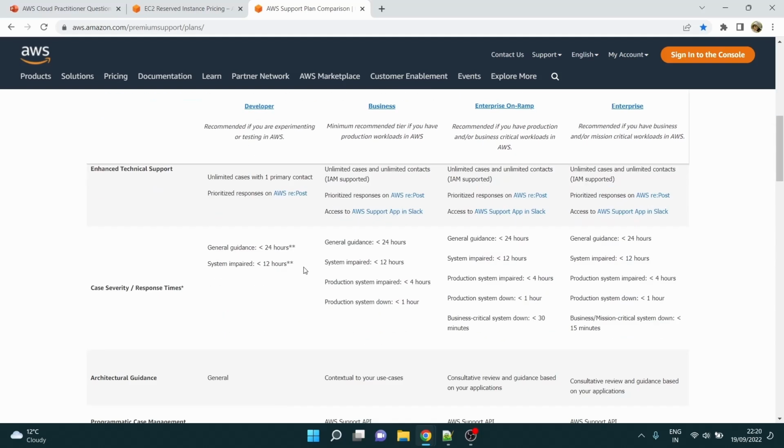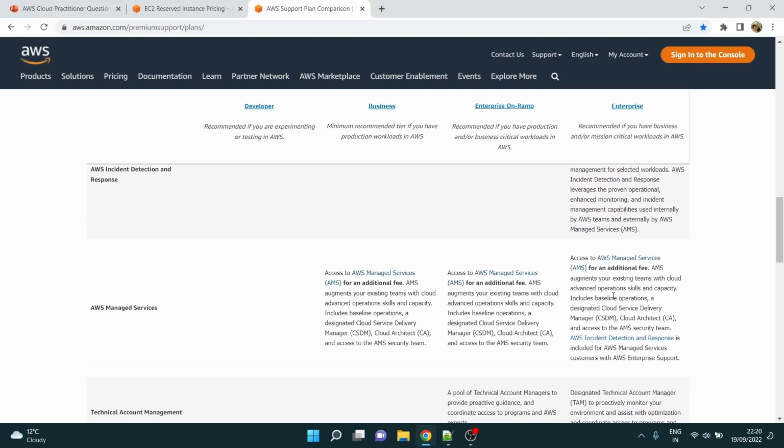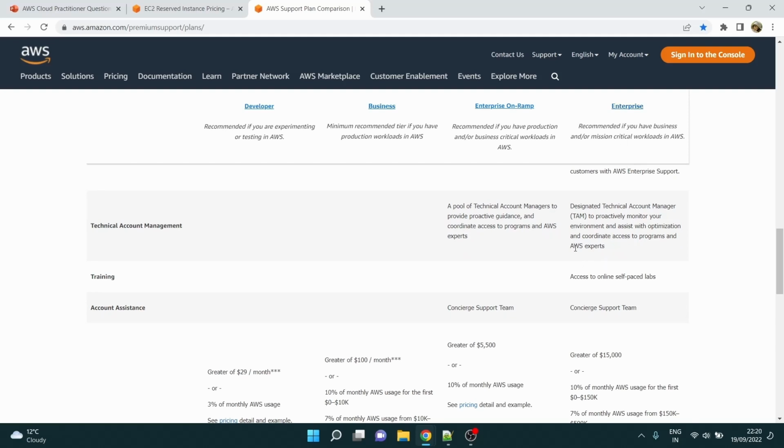This way you can see general guidance, system impaired, and how much time it takes for production system downtime. This is very important. If you take the enterprise one, which most big enterprises do take, the production system downtime response is in less than 1 hour. Our question was regarding technical account manager. So yes, enterprise is the one, enterprise on-ramp and enterprise. This is the one which has a TAM assigned to it rather than developer or business. What it does is proactively monitor your environment, assist with optimization, and coordinate access to programs and AWS experts. Let's go back to the question.